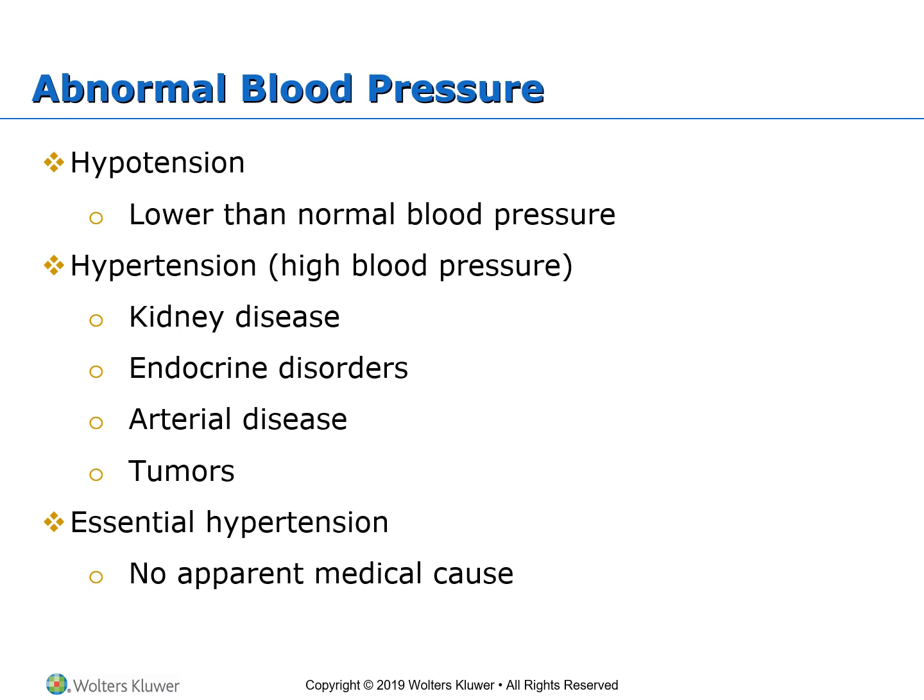Whenever we have hypertension that has no apparent medical cause, we'll call it essential hypertension. And we believe that usually with aging, there is an excess of an enzyme called renin that is produced in the kidney. And this enzyme probably is the cause for essential hypertension showing up in some of our patients.